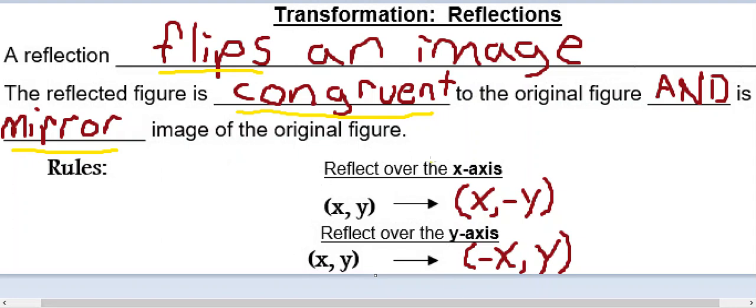So the rule is when you reflect over the x-axis, the y value changes. If it's positive, it becomes negative. If it's negative, it becomes positive. When you reflect over the y-axis, your x value changes. If it's positive, it becomes negative. If it's negative, it becomes positive.